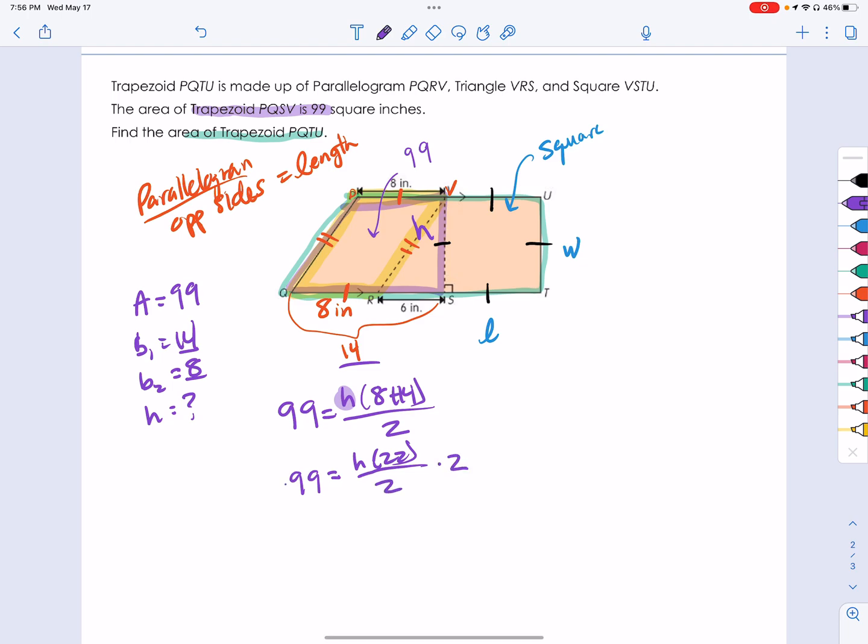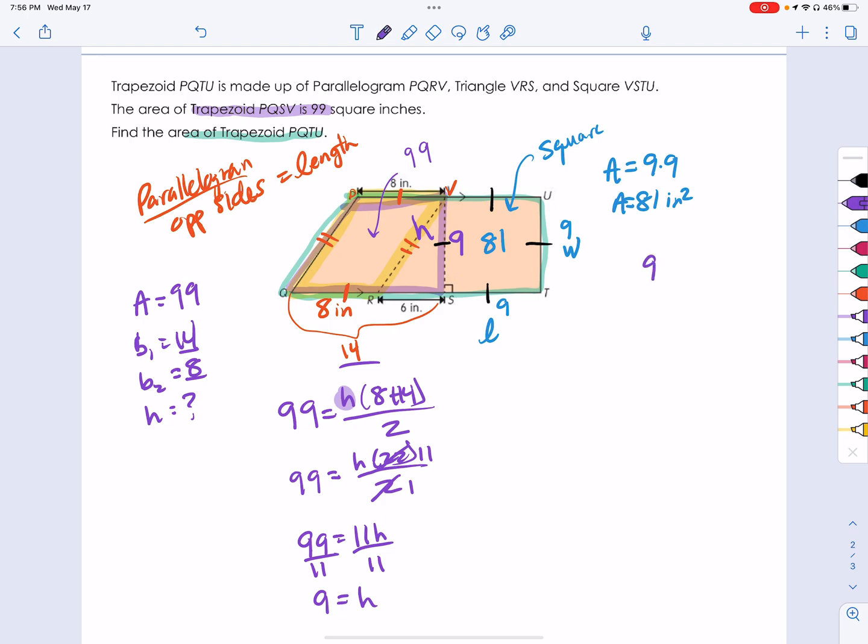Now I could multiply both sides by 2, but then 99 is going to get way bigger. I want to keep my numbers small. So before I deal with that, I am going to simplify. I can divide both of these by 2, and now I have 99 equals 11h. Inverse operations, h is equal to 9. So that means our height up here is 9, which tells us that our length is 9 and our width is 9. So the area of that square is 9 times 9, or 81 square inches. So the trapezoid is 99, the square is 81. We add them up, you get 180 square inches as your answer.